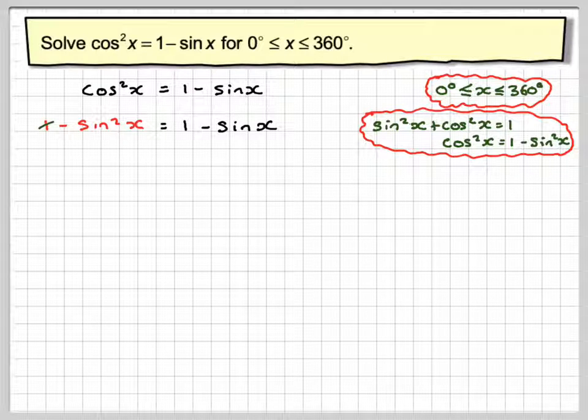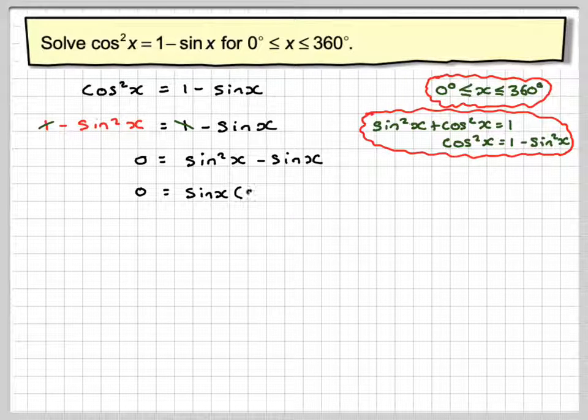If we now cancel out the 1's and we bring this over to here, we now get sine squared x minus sine x is equal to 0. Right, what is the common factor here? We've got sine squared x and sine x, so the common factor will be sine x, and we're left with sine x minus 1. So now we can say either sine x is equal to 0.